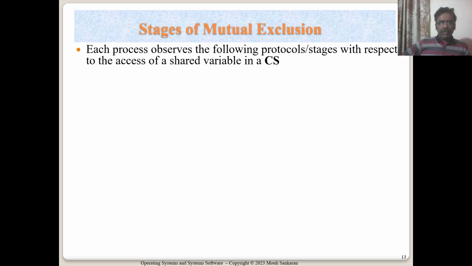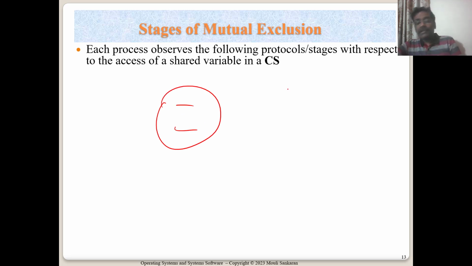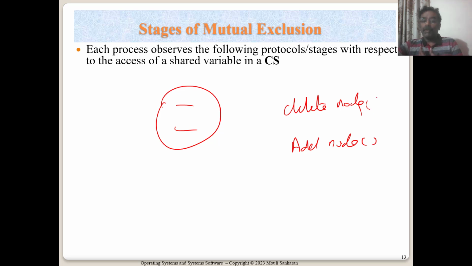So what are the stages of mutual exclusion? Very, very simple. Before entering a critical section, the user process knows which are the critical sections. The OS does not know whether delete node or add node, that particular piece of code, has to be protected or not. Only the user knows. Suppose I am passing the same linked list to which I am adding a node or deleting a node, it is to be protected. That needs to be the knowledge of the developer, who is aware of which part of the code is accessing what kind of shared data.